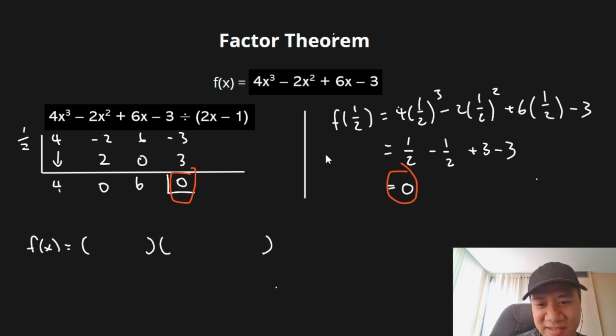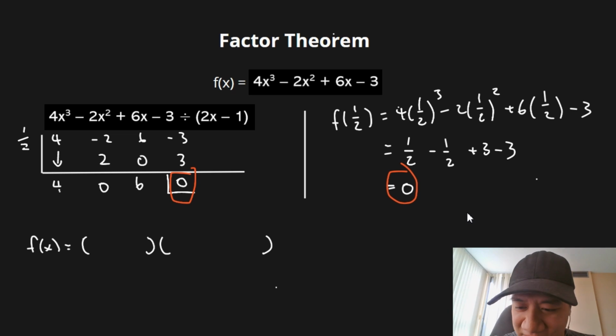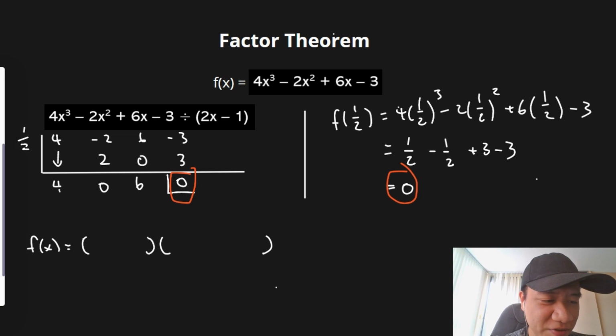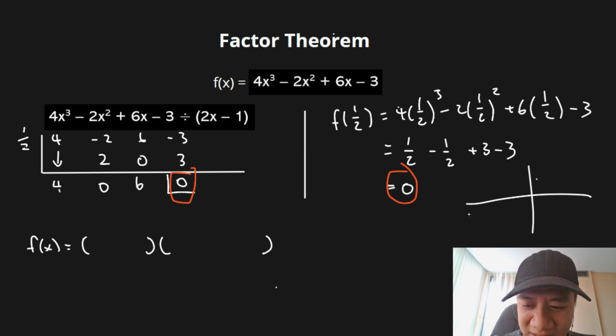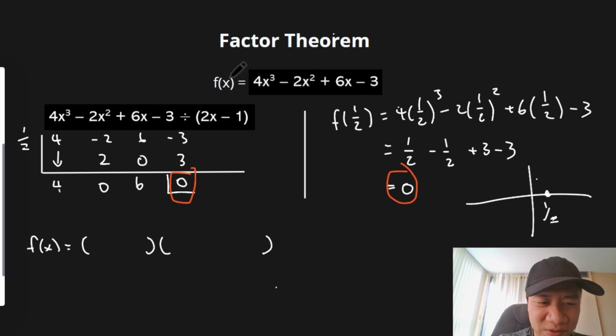So since we plugged in 1/2, it got us 0. That means that the point (1/2, 0) is an x-intercept. So if we draw a little sketch here, that means that we're going to have a point on our function at 1/2. Therefore, if we were to factor this guy, one of our brackets over here would have to be 2x minus 1.